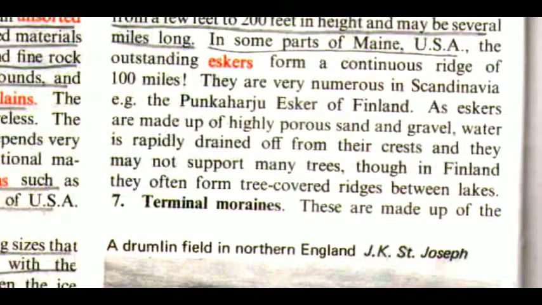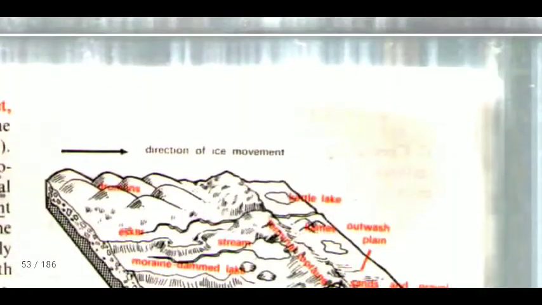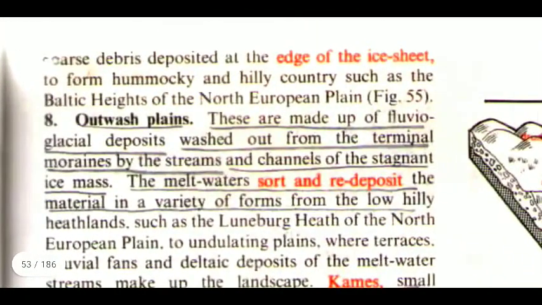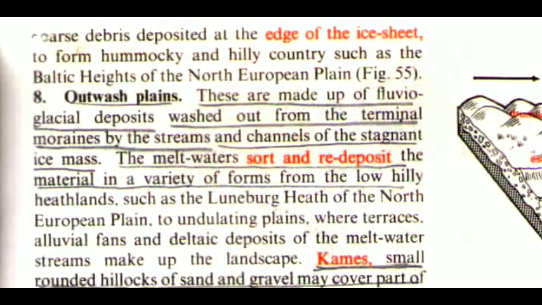The seventh one is terminal moraines. These are made up of the coarse debris deposited at the edge of the ice sheet to form hummocky and hilly country, such as the Baltic Heights of the North European plain. The eighth one is outwash plains.